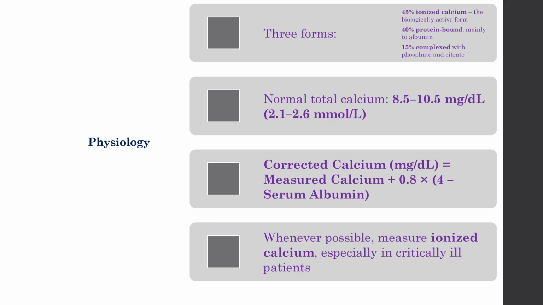Since albumin affects total calcium, always correct the calcium when albumin is abnormal. Corrected calcium in mg per dL equals measured calcium plus 0.8 times (4 minus serum albumin). Or better still, whenever possible, measure ionized calcium, especially in critically ill patients.